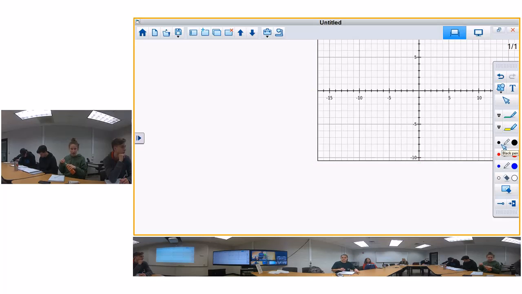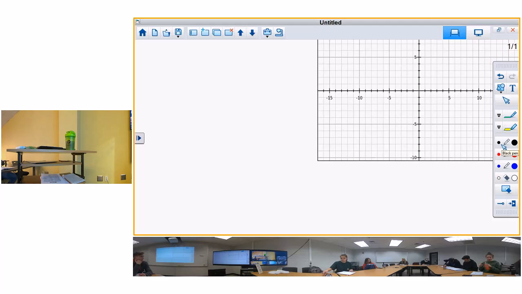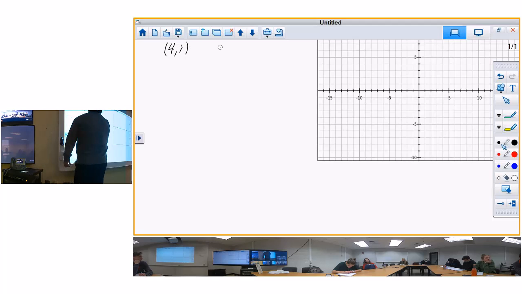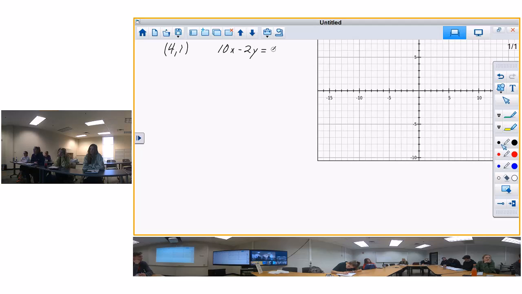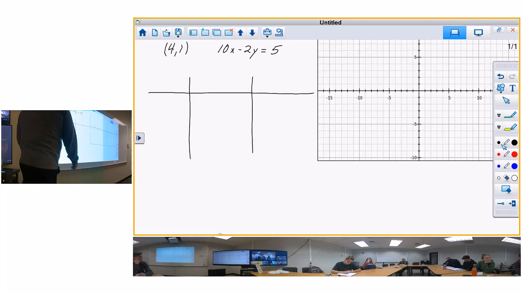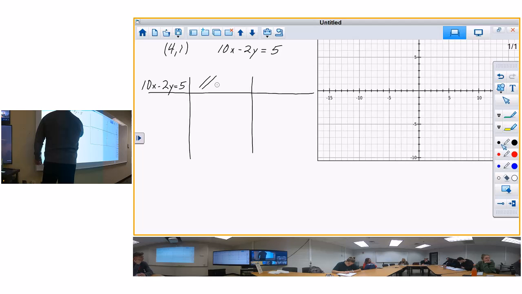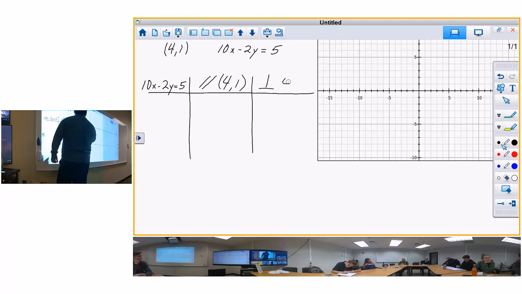Okay, now the question asks, what was the point? 4, 1. And what was the line? 10x minus 2y equals 5. Okay, so first thing, we're going to draw a table. It's got 3 columns. And over here, we're going to put 10x minus 2y is equal to 5. And here, we're going to put parallel 4, 1. And here, we're going to put perpendicular 4, 1.